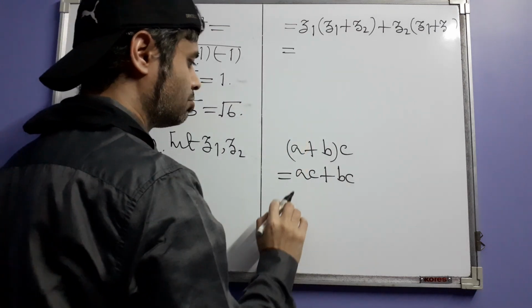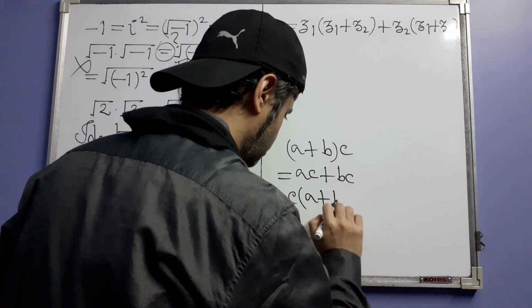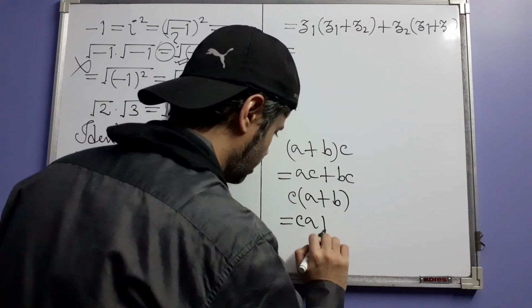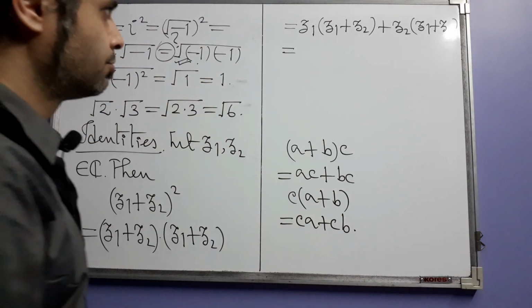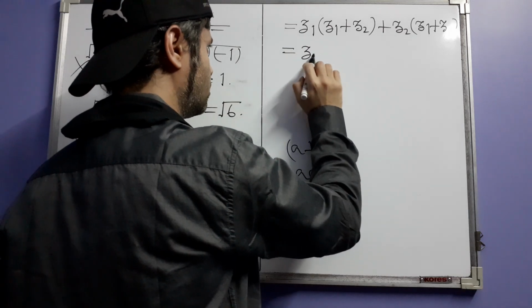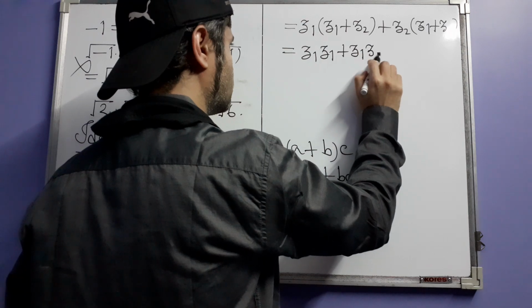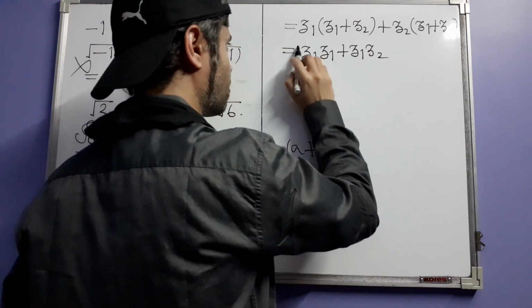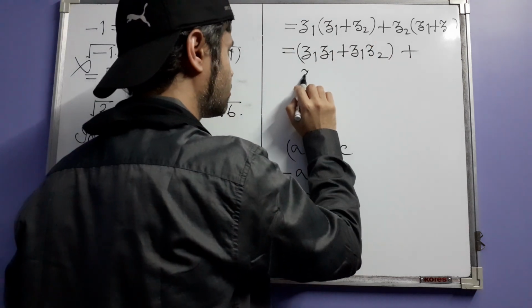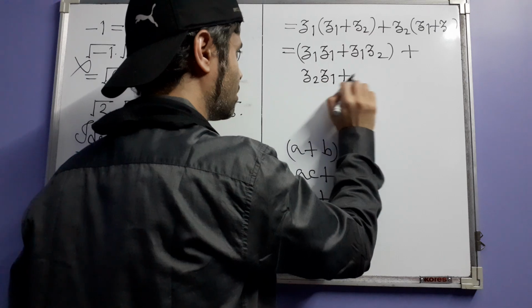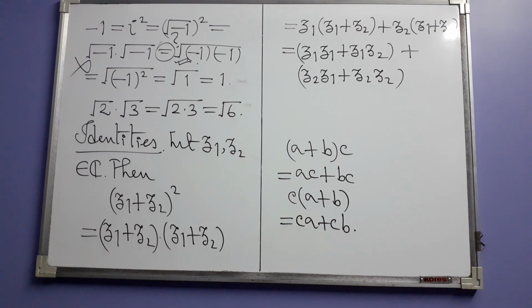At the very next step we are going to use its left version. C(A + B) equals CA plus CB, the left distributive law which is also true for complex numbers, and that way we can write Z1 Z1 plus Z1 Z2. Ideally you have to put brackets. Z2 Z1 plus Z2 Z2. Now next what do you do?